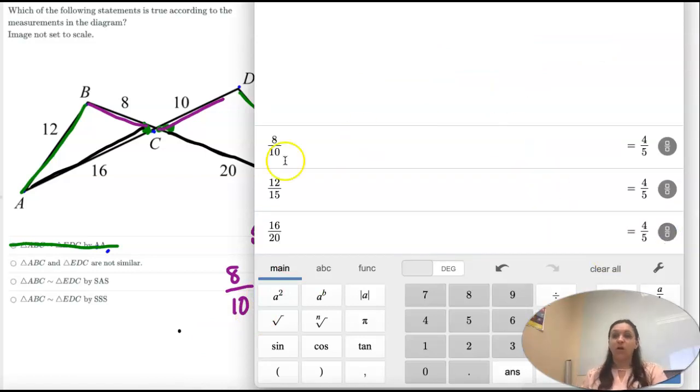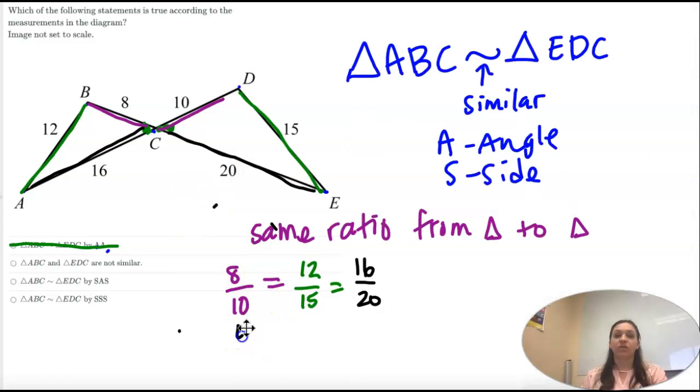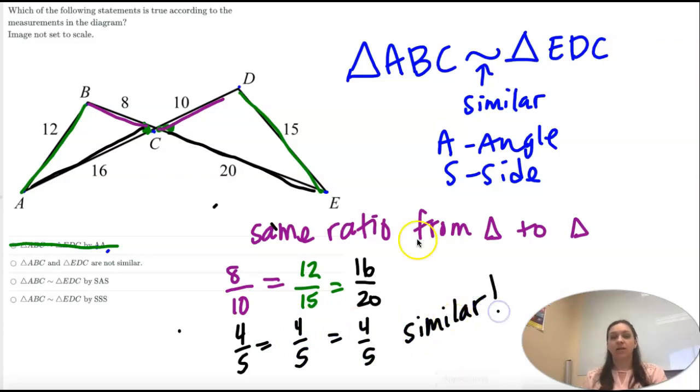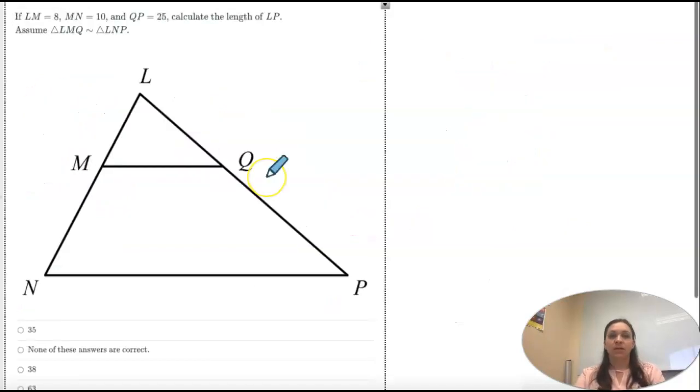So notice how all of these fractions reduce to 4/5 and they're all equal to each other. What that means is that the triangles are similar. Yay! And they're similar because of the sides. So side, side, side. Alright, let's look at the next one.